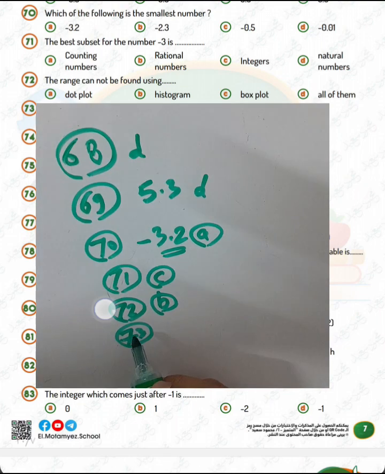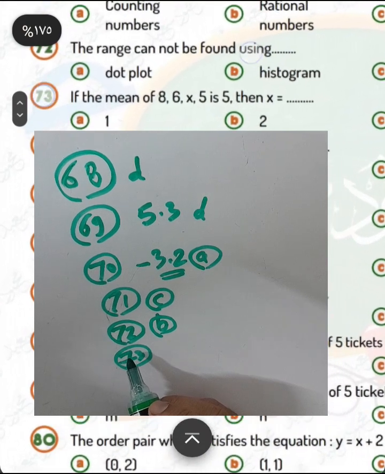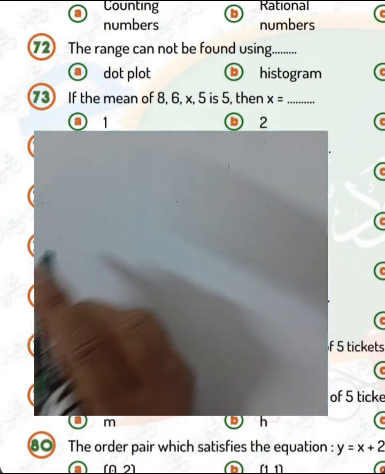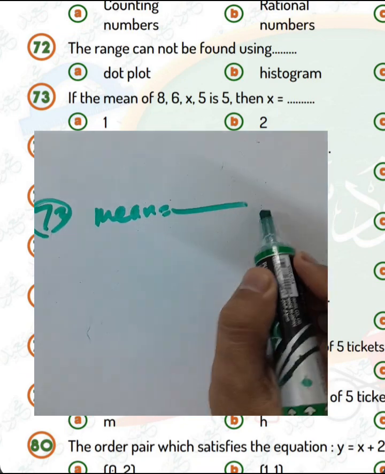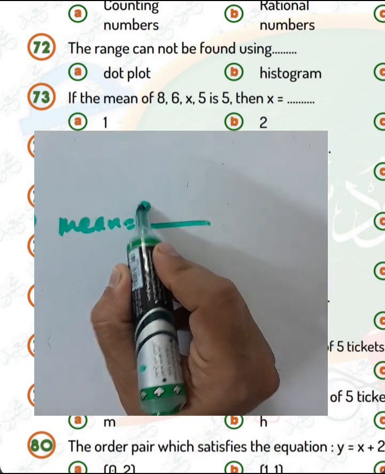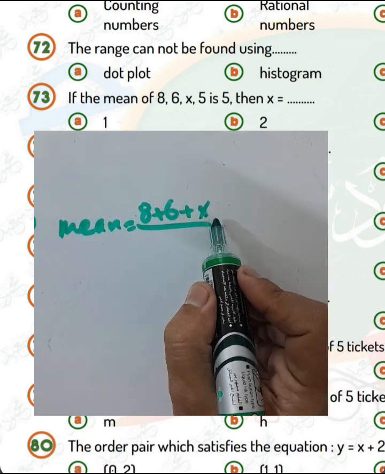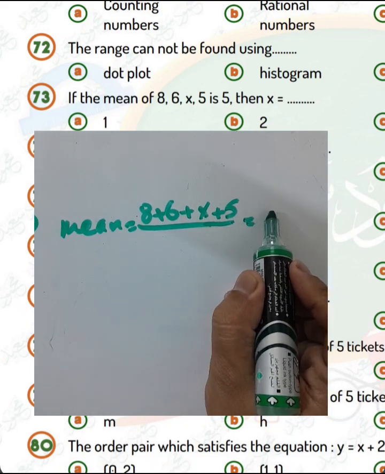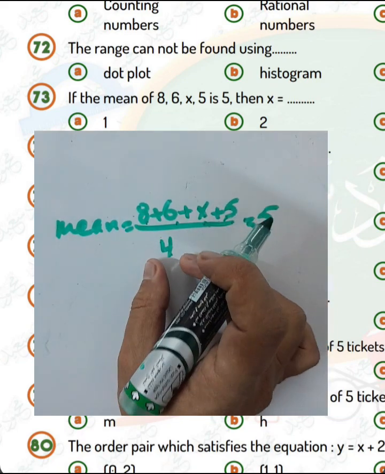Question 73. The mean of 8, 6, x, 5 is 5. Then we will find x. We know the mean equals the sum of all values divided by the number of the values. We can write 8 plus 6 plus x plus 5, divided by 4 values, equals 5.